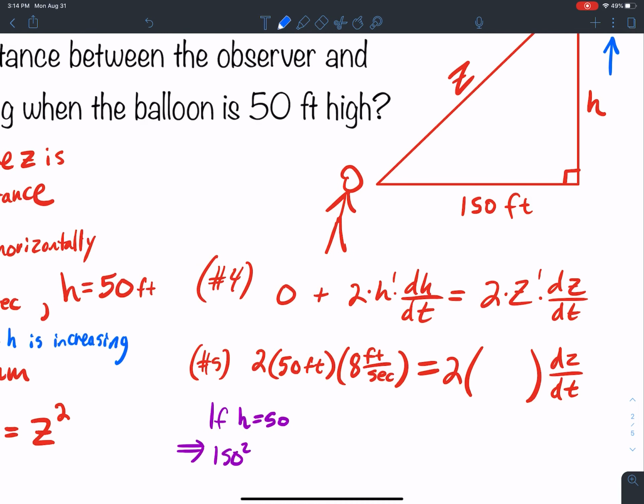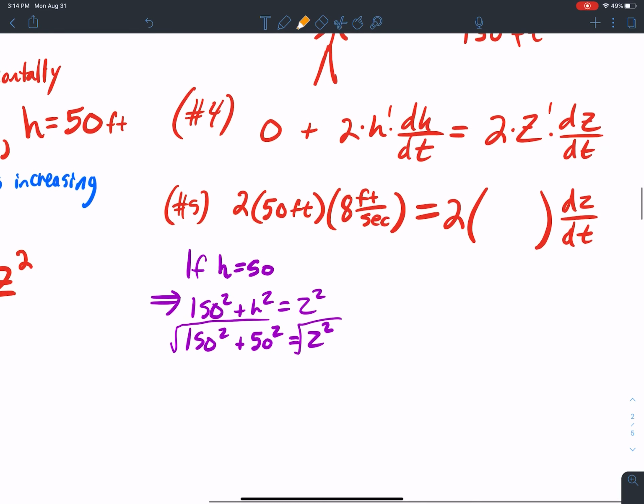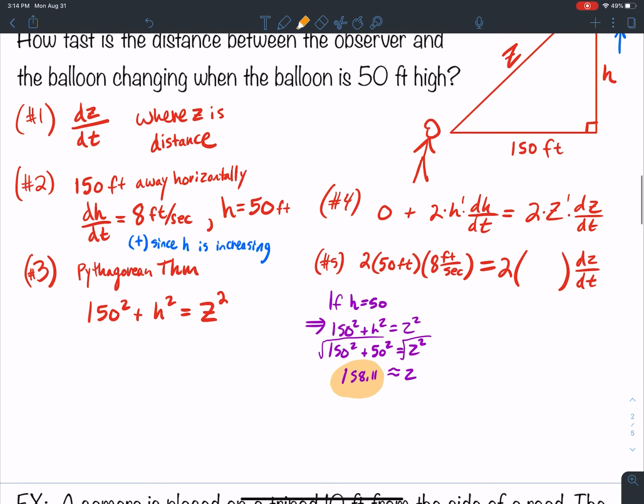then that tells me that I have 150 squared, a squared plus b squared equals c squared. Now, I'm not looking for z squared, the distance squared. I'm looking for z. So I'm going to replace h with 50. So I have 150 squared plus 50 squared equals z squared. And how do I get z by itself? I'm going to square root both sides. And once I square root both sides, type this in your calculator, you're going to get roughly 158.11. However many decimals you're required to round to, that's what you need to round to.